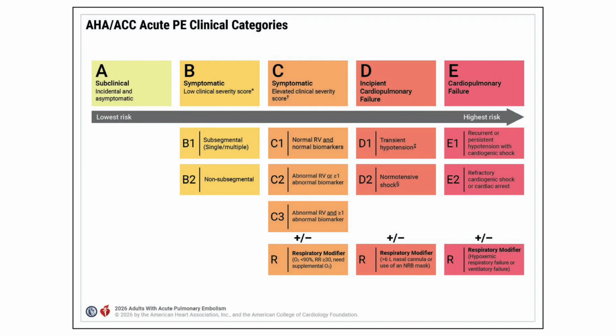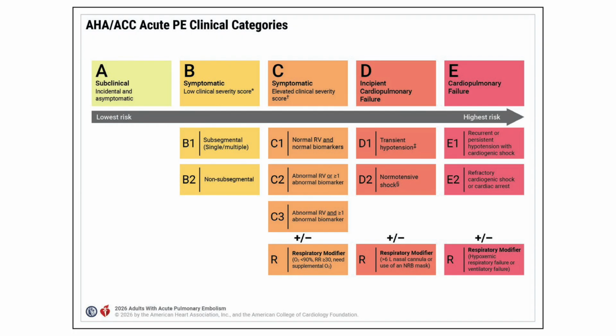Now, in February 2026, the American Heart Association and American College of Cardiology came out with new guidelines for acute pulmonary embolism. And in those guidelines, they proposed this new classification scheme. And you don't need to memorize this. I just want you to be aware that it exists because I think we probably will be using it more in the future.